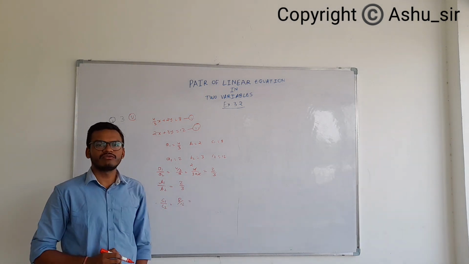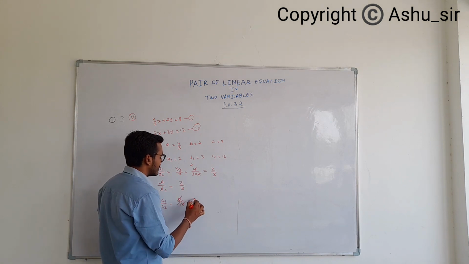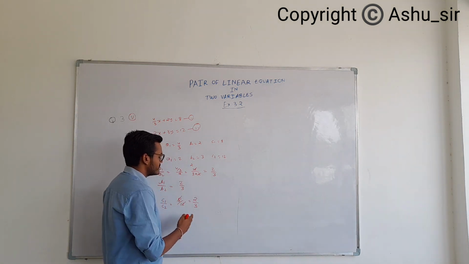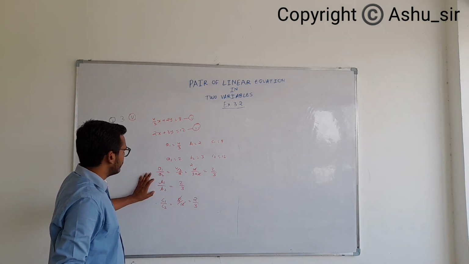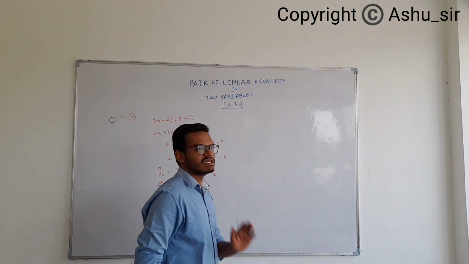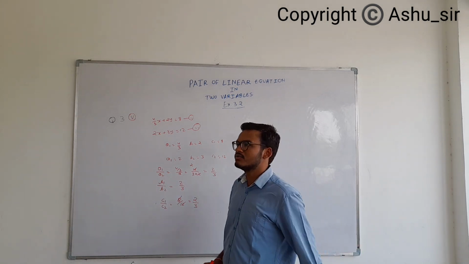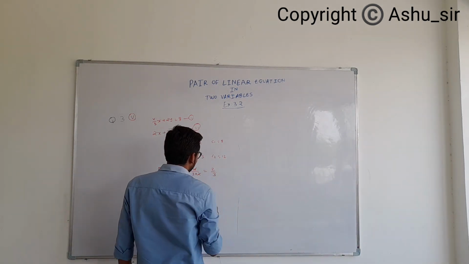Now 8 और 12 दोनों टेबल में आएंगे. 4 2s are 8 and 4 3s are 12. So 2 upon 3, 2 upon 3, 2 upon 3. So A1 upon A2, B1 upon B2, C1 upon C2 तीनों की वैल्यू सेम है. Again, it is having infinite solution. So this pair is consistent.